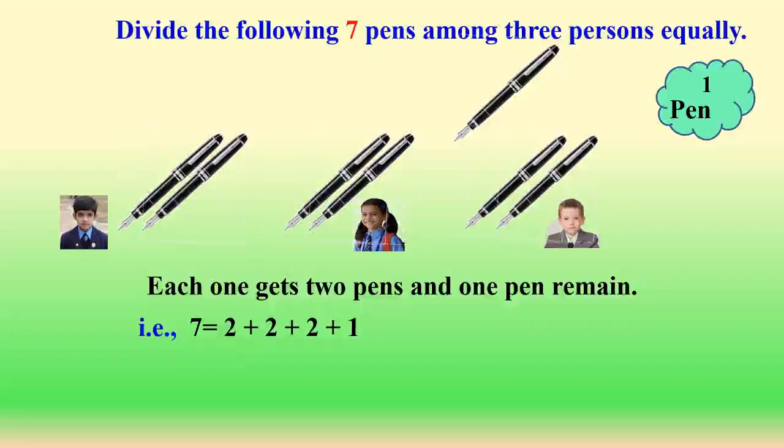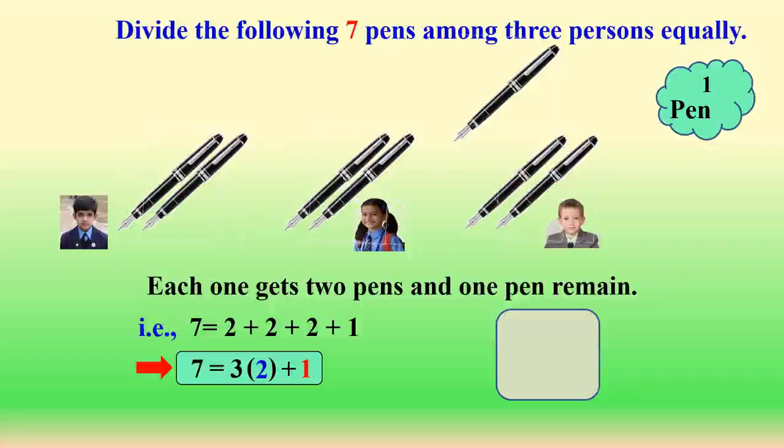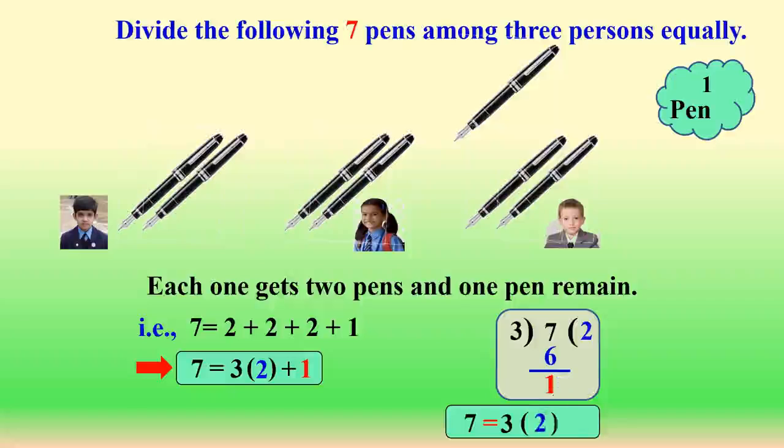That is, 7 is equal to 2 plus 2 plus 2 plus 1. Therefore, 7 is equal to 3 times 2 plus 1. General division of 7 by 3. 3 2s are 6. 7 minus 6, 1. This can also be written as 7 is equal to 3 times 2 plus 1. In both cases 7 is equal to 3 times 2 plus 1, where 1 is the remainder.